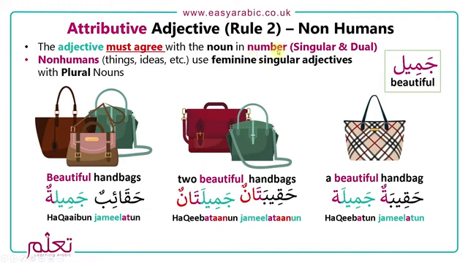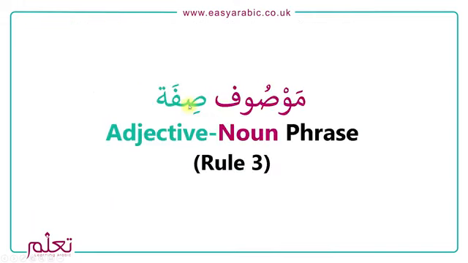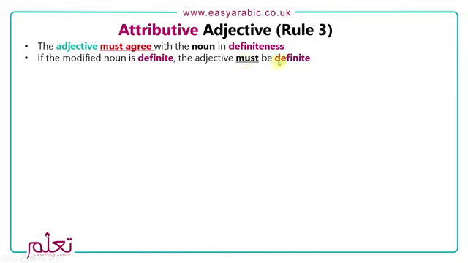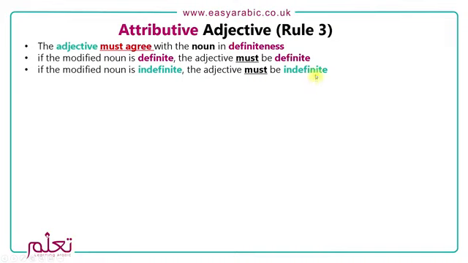Okay, but then also in gender as well. So everything's starting to come together. Next is rule number 3, and rule number 3 is that the adjective must agree with the noun in definiteness. If the noun is definite, then the adjective must be definite, and if the noun is indefinite, then the adjective must also be indefinite. This is why you've seen tanween at the end of the examples that I've presented up to now.